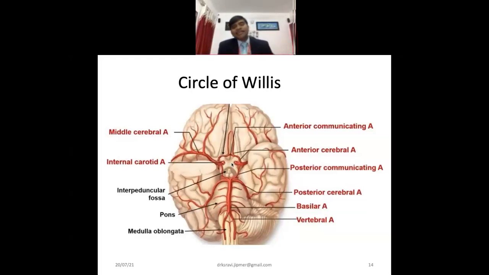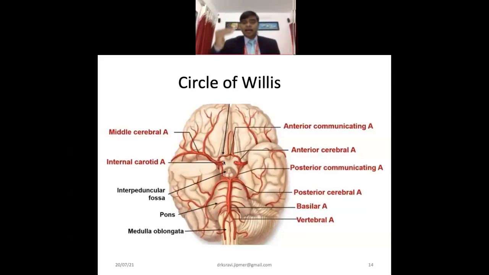The beauty of this circle of Willis is that usually the blood is circulating in these two systems. Either you talk about the right system or the left system. The right system is formed by the right posterior cerebral artery, the right posterior communicating artery, the right anterior cerebral artery, and then we have this anterior communicating artery, which is present between the two anterior cerebral arteries. So usually there will be no mixing of the blood, either from the right side to the left side, or from the anterior side to the posterior side. So basically it helps in the collateral circulation.